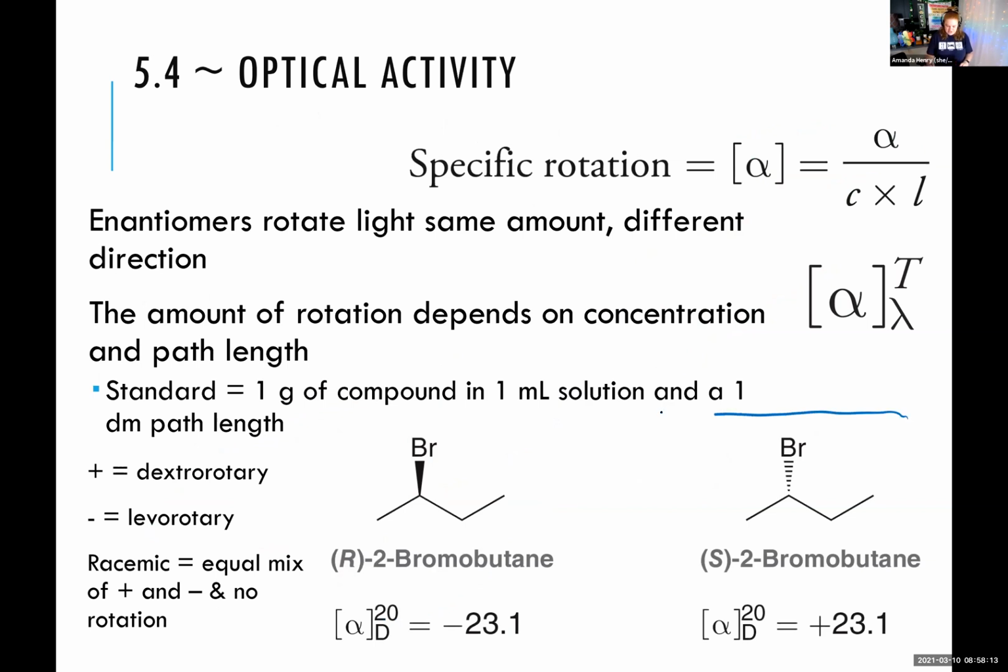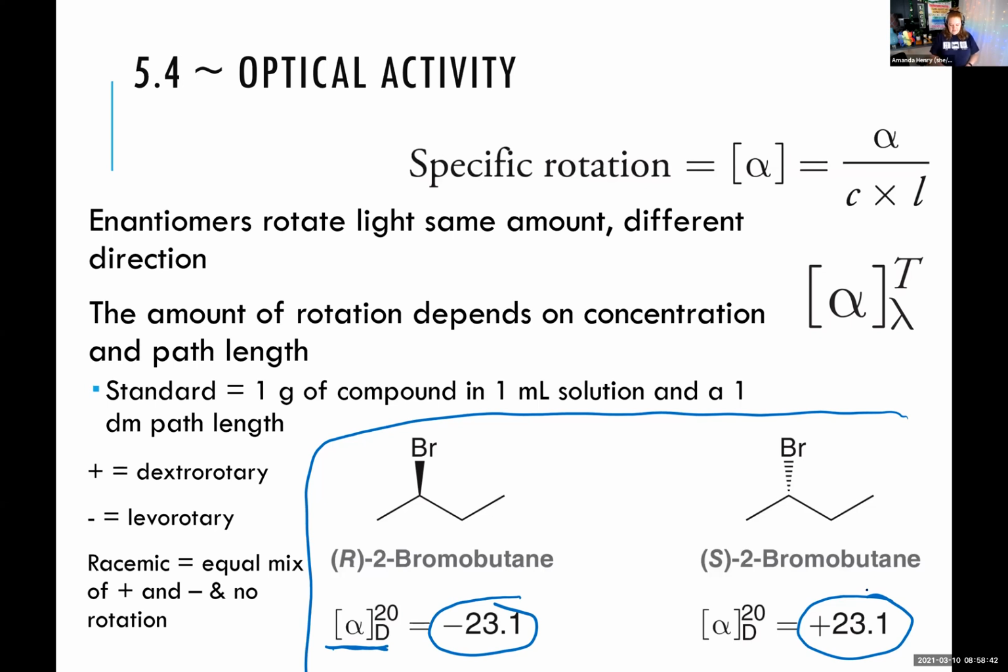So we're going to look just down here at the bottom for a second. The little symbol over here, the alpha, this is telling us how much the light was rotated. So the alpha is the rotation symbol for this. The 20 and the D are telling us temperature and the wavelength. Not for us, not really important. This is the part we really care about.